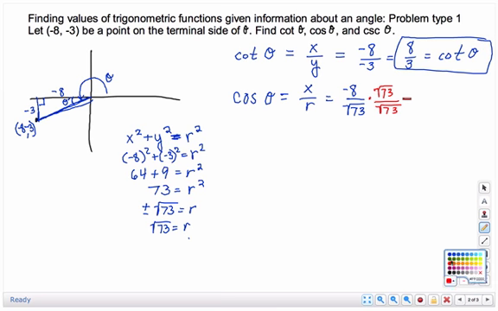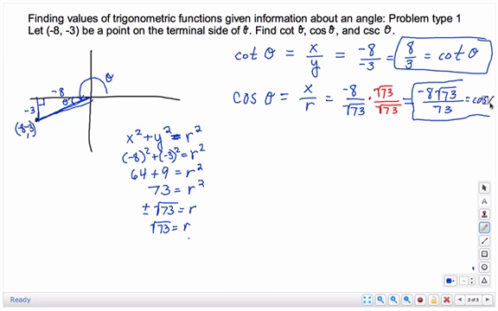Okay? So then we can just multiply the negative 8 times the square root of 73, and that gives you a negative 8 square root of 73, over square root of 73 times the square root of 73, which gives you the square root of 73 squared, and that will undo each other and leaves you just with the 73. They will undo each other. Okay, and so this is going to be my cosine of theta.